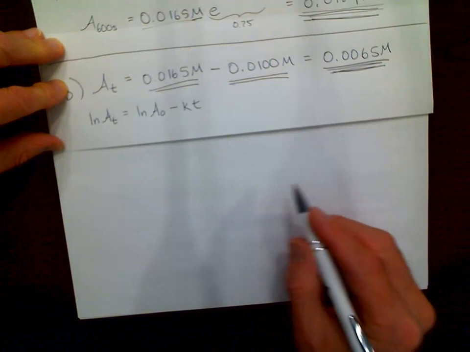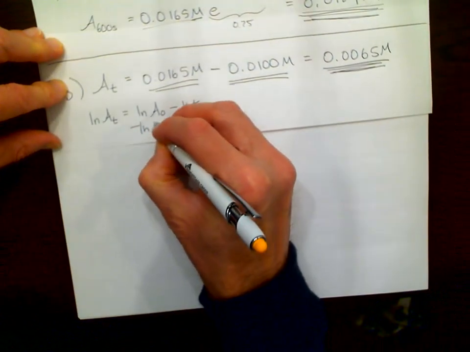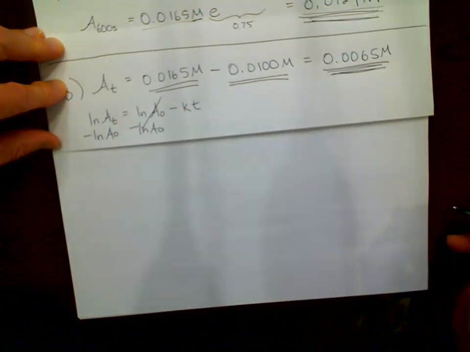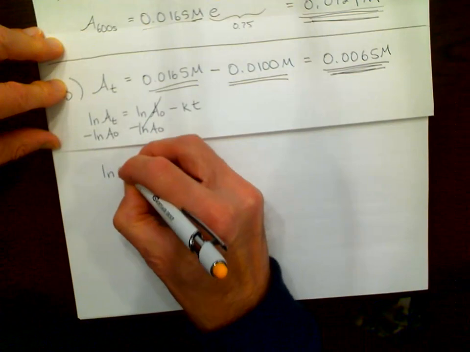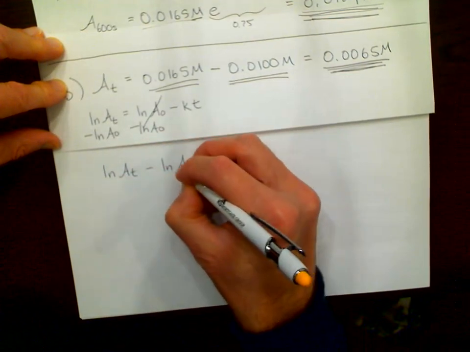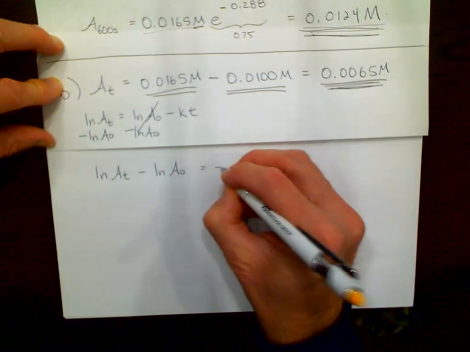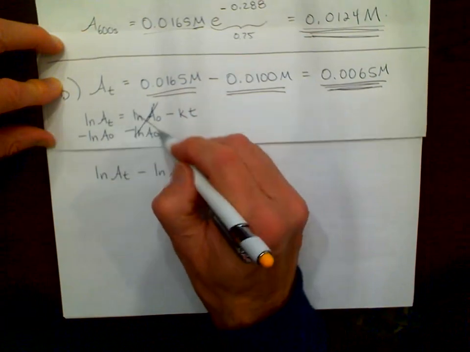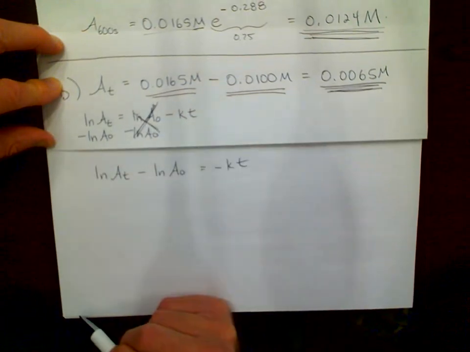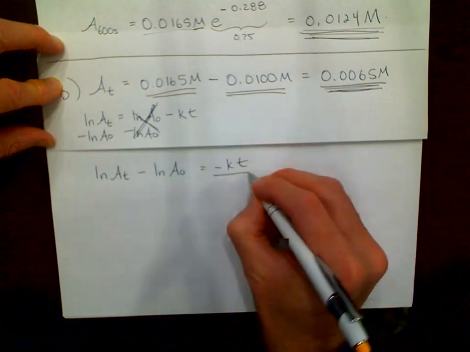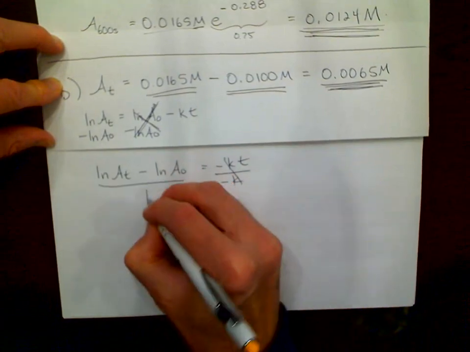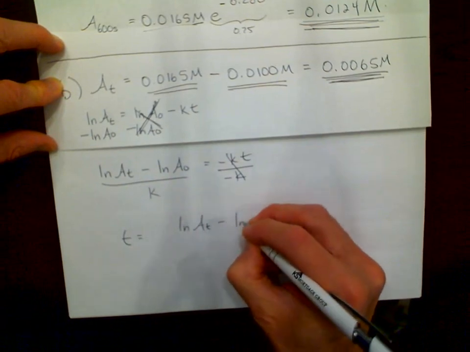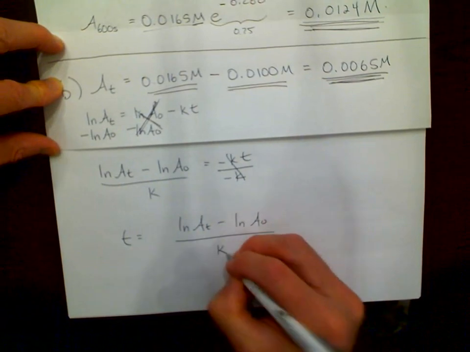So to get t alone, let's subtract the natural log of A naught from both sides. That'll cancel here. And I'll have the natural log of A at time t minus the natural log of my initial concentration is a negative kt. Because I've got to subtract the A naught from both sides. When I subtract the A naught from this side, it cancels, but of course, there's nothing to cancel it out over here. Now, if I want time, I'm just going to divide both sides by negative k, and I now have an equation for the time. Natural log of A at time t minus natural log of A initially over k.